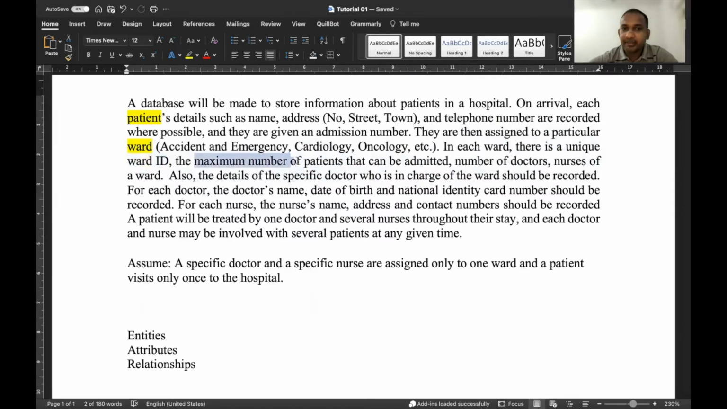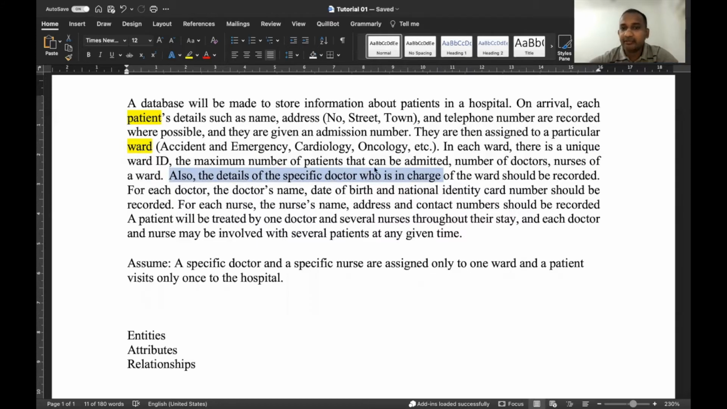The maximum number of patients, that also belongs to a particular ward. The number of doctors, how many doctors are available, that belongs to a particular ward. Nurses of a particular ward, that means how many nurses are available. And also the details of the specific doctor in charge. Who is the doctor in charge? That also belongs to a particular ward.